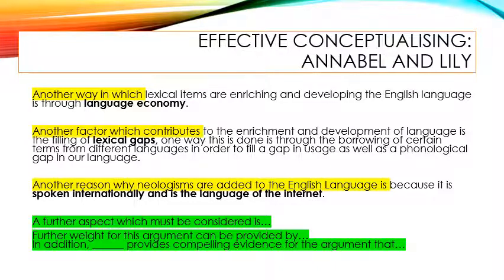And if you look at the bottom there, I've just taken some of the examples from your conceptualizing stems, and they were things like: a further aspect which must be considered is; further weight for this argument can be provided by; in addition, X provides compelling evidence for the argument that. So it just allows you to move on and show that you really are carefully considering the evidence that you're presenting.